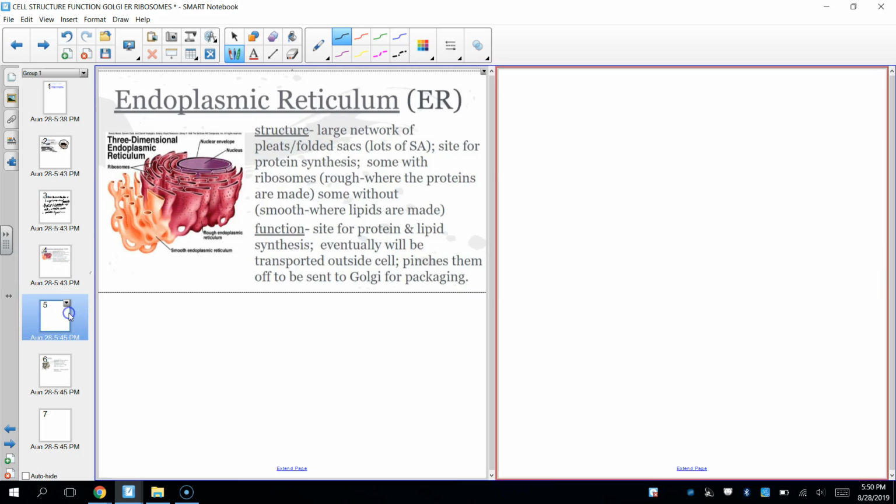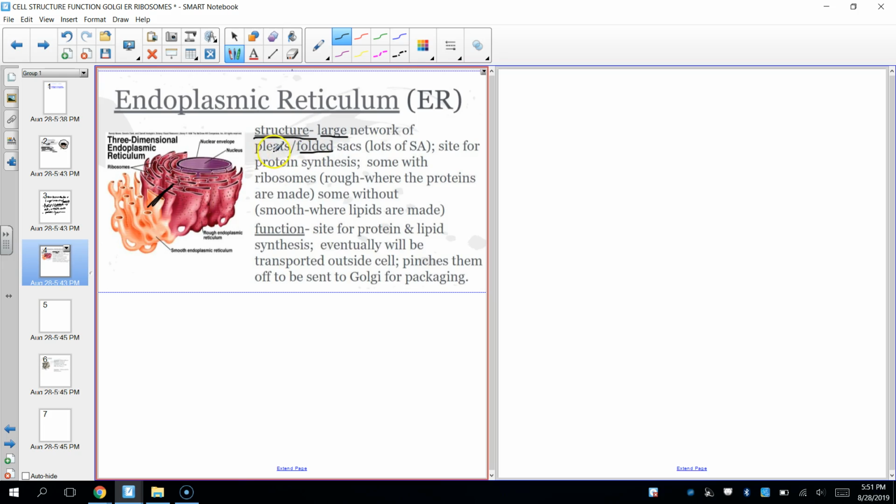The next thing we're going to talk about is the ER. Now remember, the Golgi actually receives the products from the ER and then packages and distributes them. But first, what is the structure like? The structure of the ER, or endoplasmic reticulum, is definitely a large structure. You can see here it's actually adjacent to the nucleus. You see how close it is to the nucleus. It has lots of folds and pleats in it, as you can see here. This orangish colored thing is the ER.